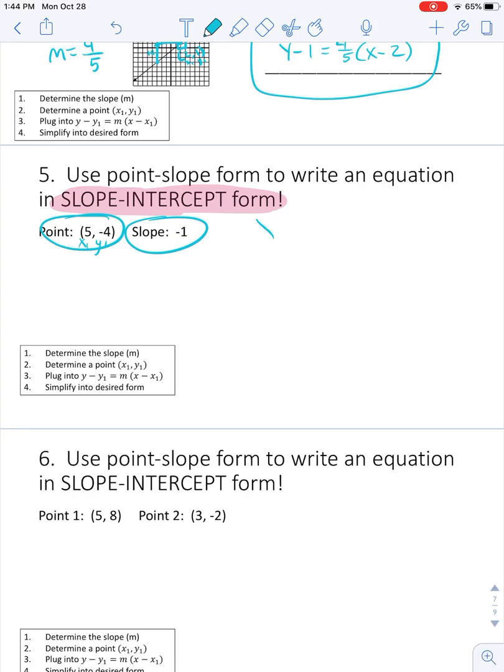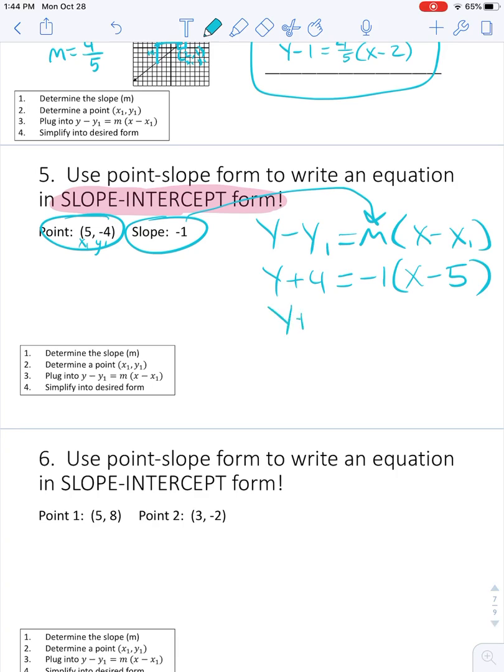Okay. We're going to plug it into point-slope. y minus y1 equals m(x minus x1). That's going to be y minus negative 4, which is y plus 4, equals m, which is negative 1. We're just plugging this in over here. Okay, x minus 5.